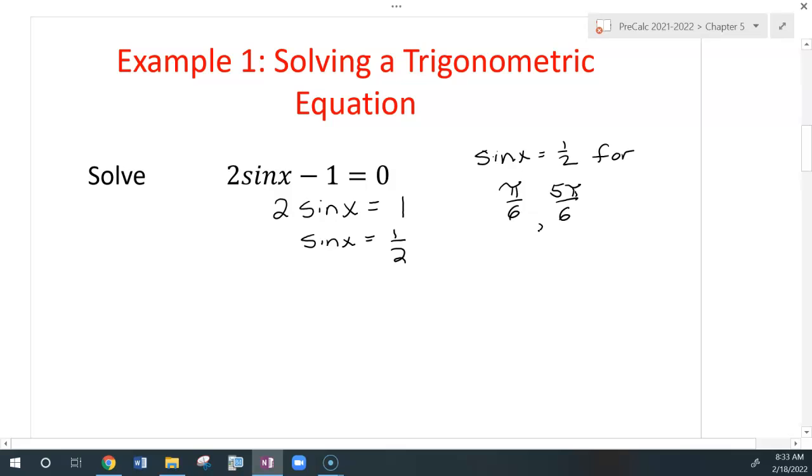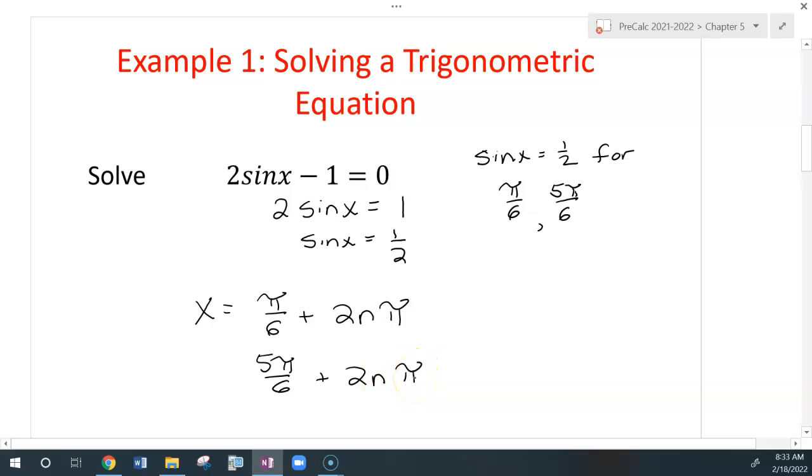The other thing is, because these functions are periodic in nature, they repeat over and over again, every time I go a complete cycle around the unit circle, I'm adding another answer. So I'm not just going to say pi over 6 and 5 pi over 6 as my answers. I also need to take into account that they repeat. So my answer for x is going to be pi over 6 plus 2n pi and 5 pi over 6 plus 2n pi.